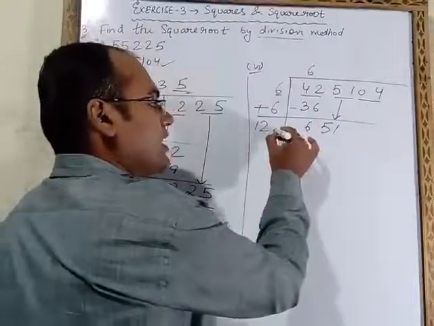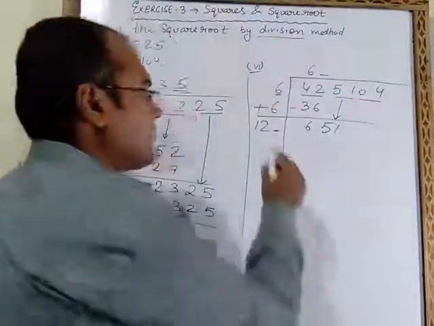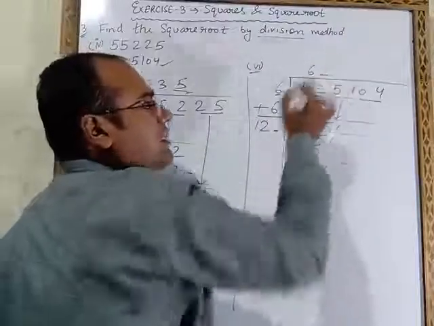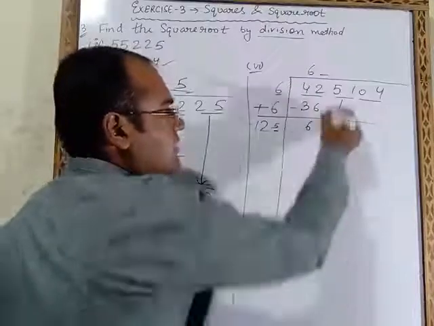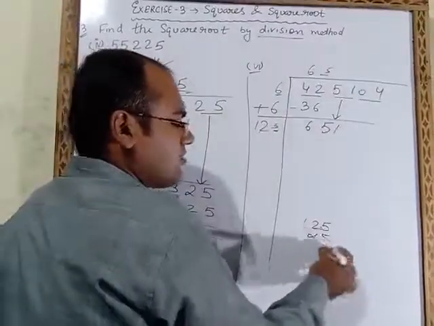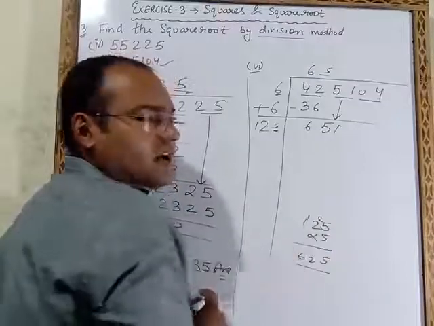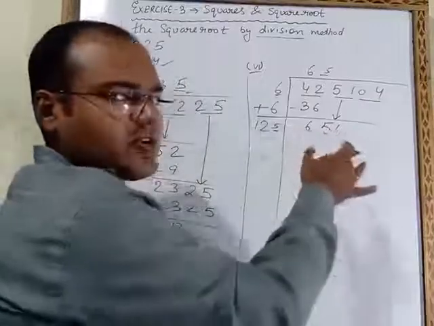Now we have to write one number here, and that same number we have to take here also. Suppose if I take 1, this is 12. If I take 5, then there also I have to take 5. So 125 times 5 is 625. So 625 is coming nearby this 651.